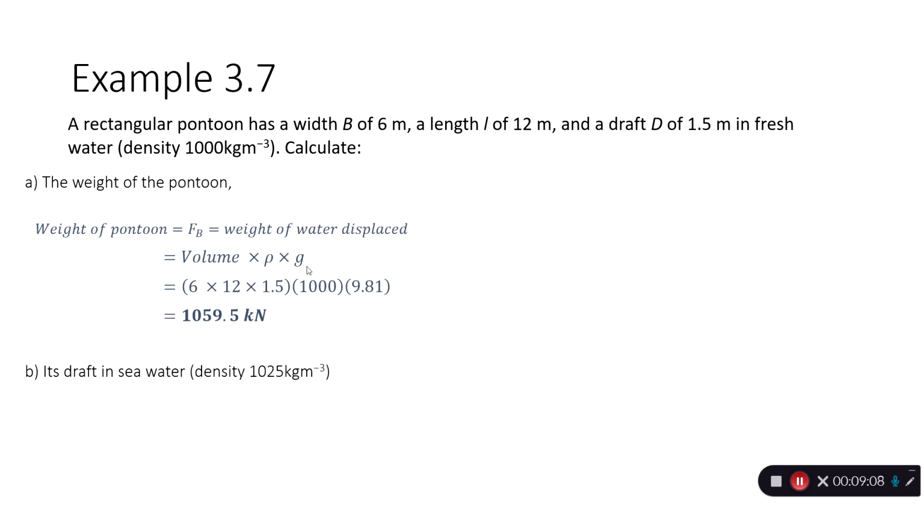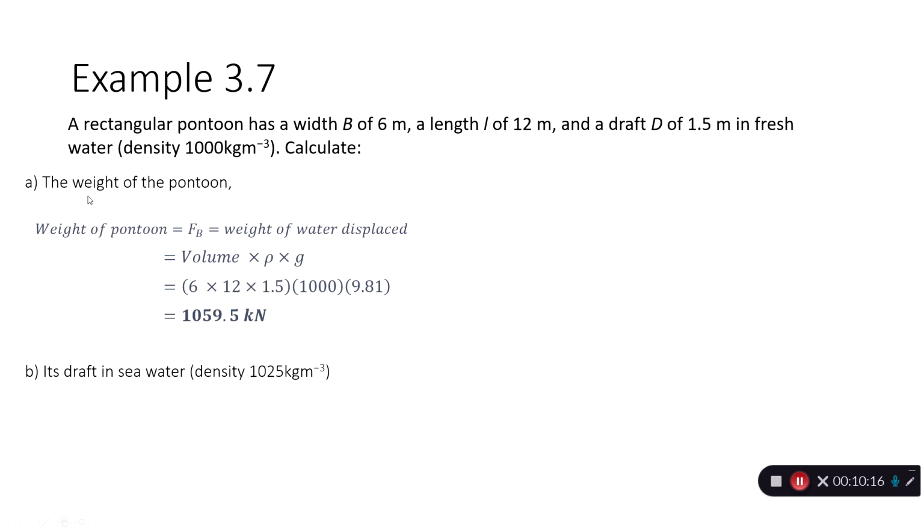Next, what is the draft in seawater? So we have the same object. It has a certain weight which we have calculated, and this object will float on water with a draft of 1.5. So if you put the same object in seawater, will it have the same draft? Obviously not, because how an object floats or how much the draft is depends on its buoyancy in a certain fluid. So you change the fluid, in this case from water to seawater, of course the buoyancy will be different.